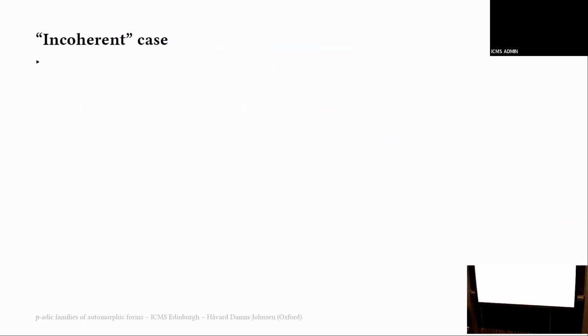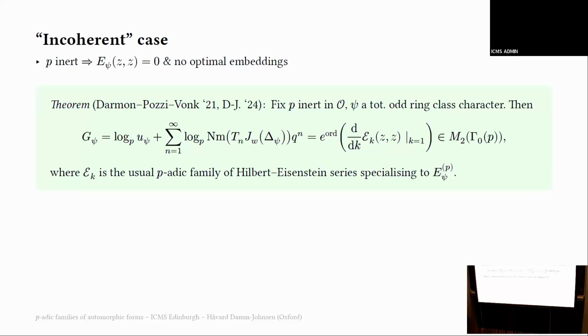Okay. But now I want to talk about the incoherent case, which is the one that should mimic the Gross-Stark case more. So the first observation is that when p is inert, for kind of stupid reasons, this Eisenstein series vanishes. And the condition, which I told you was necessary for the embedding of this order into gamma naught of p, is no longer satisfied. So there are no optimal embeddings. But surprisingly, it turns out that we can still say something quite interesting.